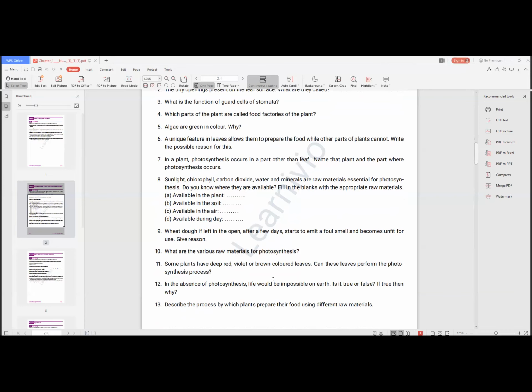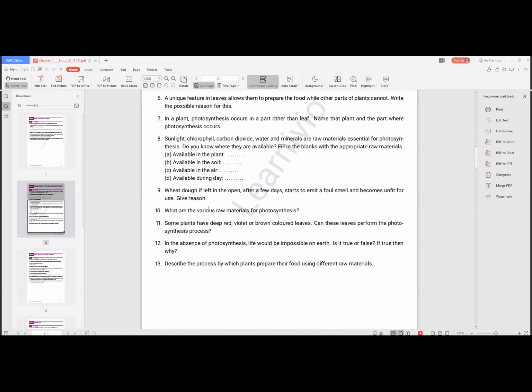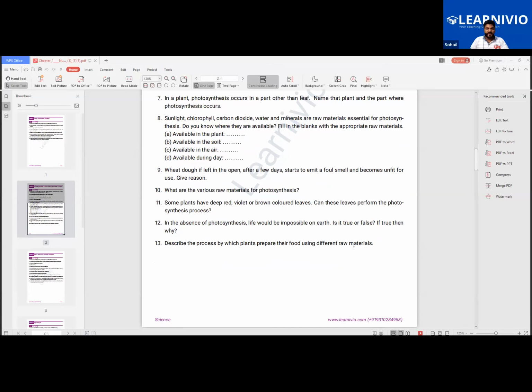Next, see other questions. You guys were able to solve all the questions? So the 12th one. In the absence of photosynthesis, life would be impossible on Earth. Is it true or false? If true, then why? What do you guys think? Is the statement true or false? First of all, answer this to me. Yes, sir. Obviously. So life would be impossible because we know this from the food chain.